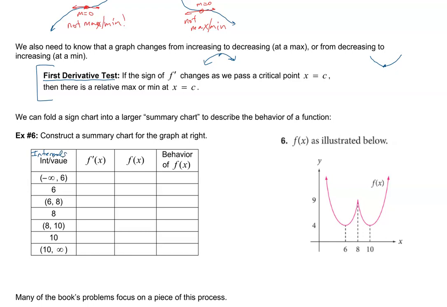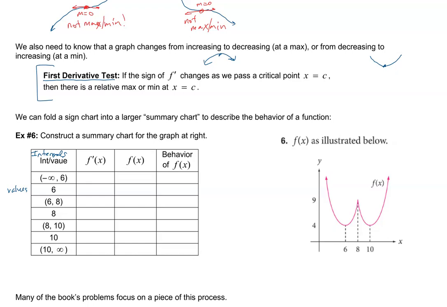And so in this left column, you can see I've got the special points on the x-axis, 6, 8, and 10. These are the values, the 6, the 8, and the 10. And then in between and beyond those individual points, I've got intervals: negative infinity up to the 6. That's an interval. Then the 6. Then the interval between 6 and 8. And then the 8. And then the stuff between 8 and 10, and the 10. And then everything beyond the 10.